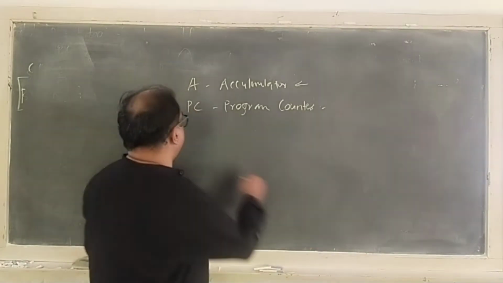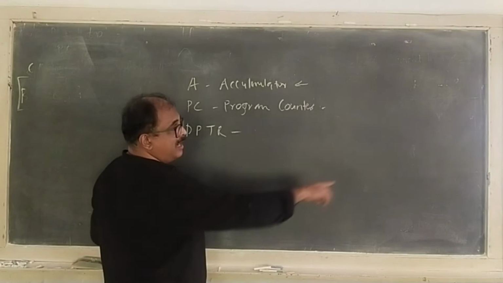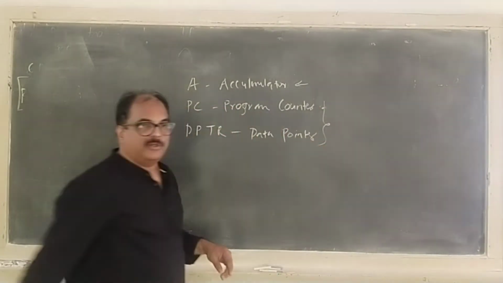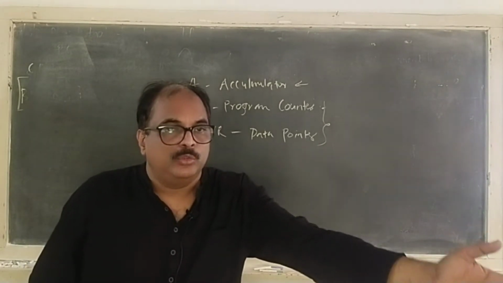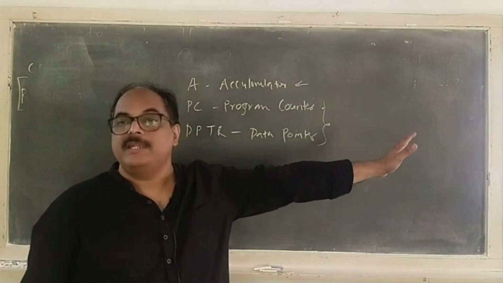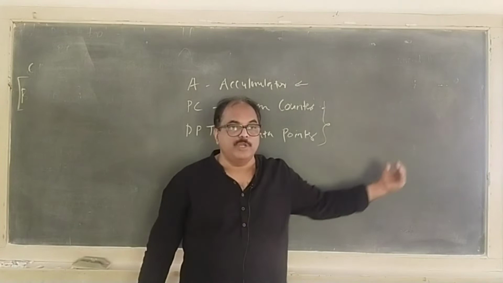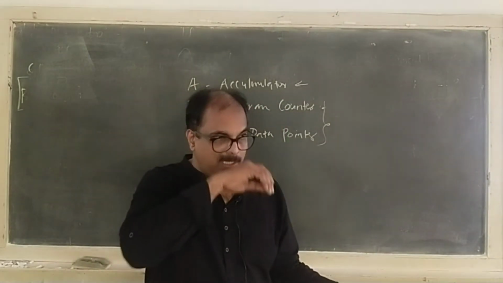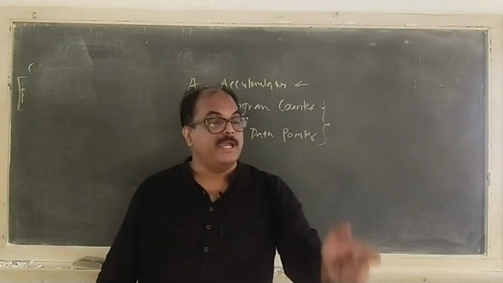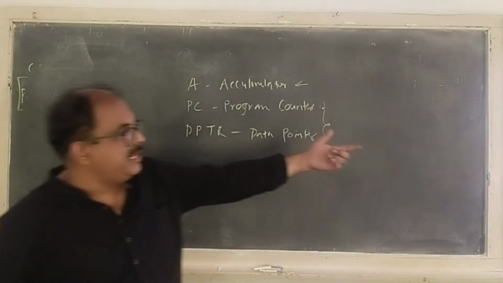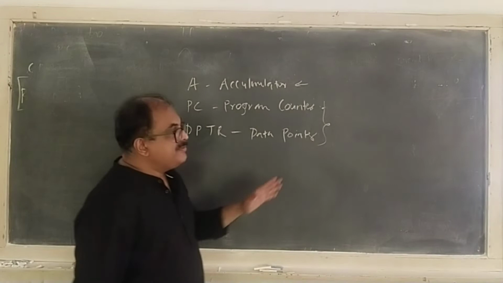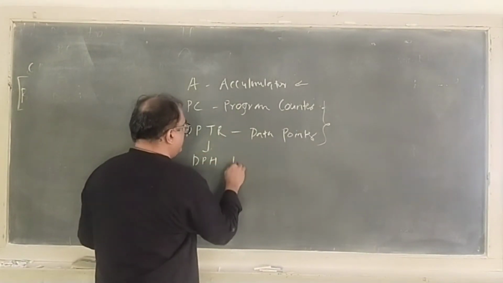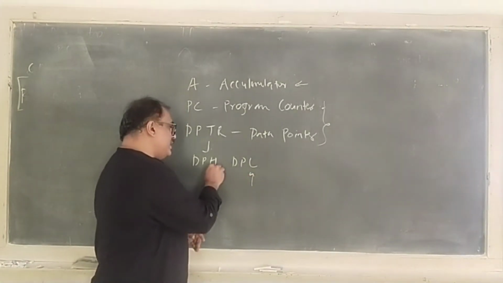Similarly, there is one register called DPTR, the data pointer. This pointer and the counter are similar in nature, as they point to some memory location. You will understand the exact use of DPTR when we see instructions related to DPTR. Data pointer is going to point to some data. Where is the data stored? In the memory. Anything is stored in the memory. What is the length of the memory address? 16-bit. So DPTR also is 16-bit. It is again divided into 2 parts, DPH and DPL. L stands for low byte, H stands for high byte.